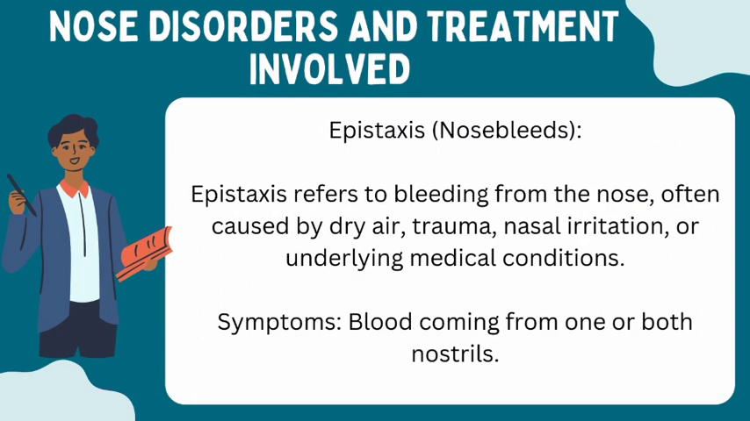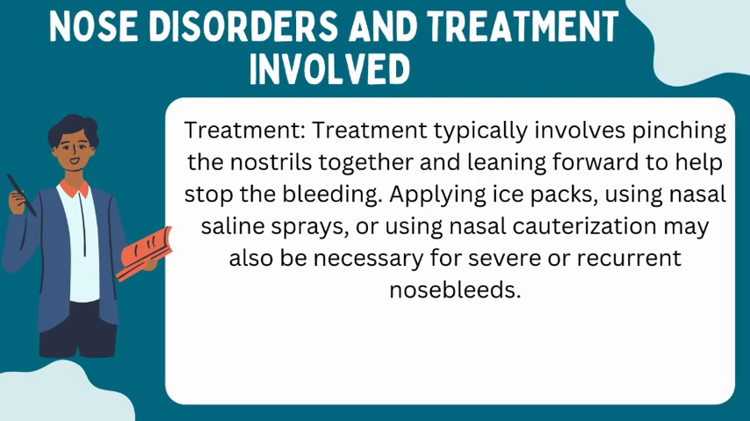Fifth, epistaxis, nosebleeds. Epistaxis refers to bleeding from the nose, often caused by dry air, trauma, nasal irritation, or underlying medical conditions. Symptoms: blood coming from one or both nostrils. Treatment. Treatment typically involves pinching the nostrils together and leaning forward to help stop the bleeding. Applying ice packs, using nasal saline sprays, or using nasal cauterization may also be necessary for severe or recurrent nosebleeds.